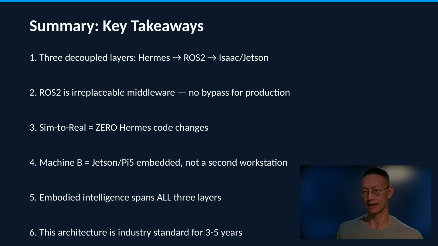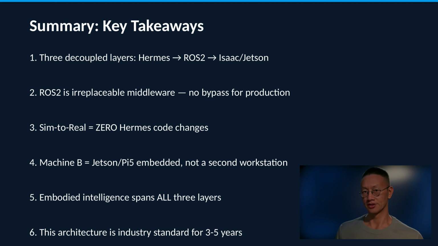Here are the 6 key takeaways. 1. 3 completely decoupled layers. Hermes is the brain, ROS 2 is the nervous system, Isaac and Jetson are the body. 2. ROS 2 is the irreplaceable middleware. There is no bypass for production systems. 3. Sim-to-real migration requires 0 Hermes code changes.